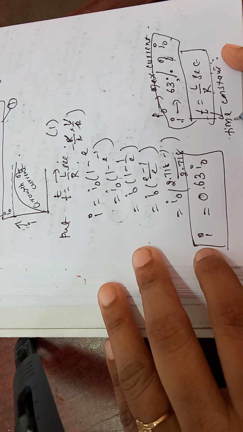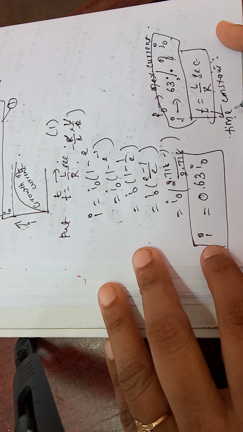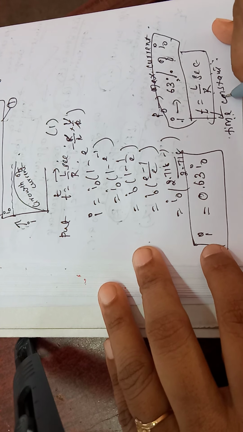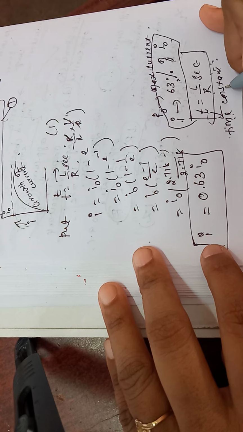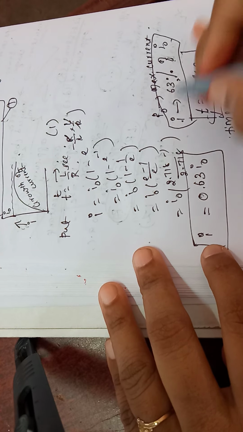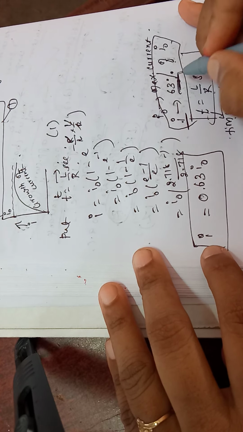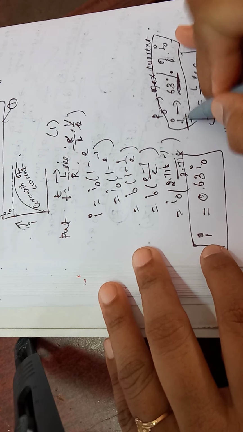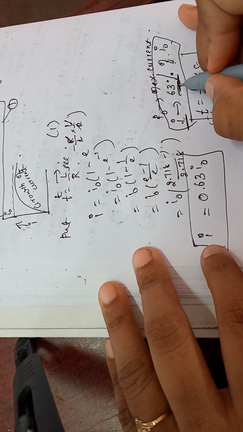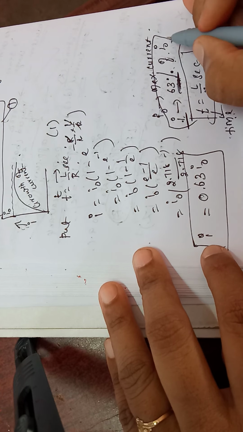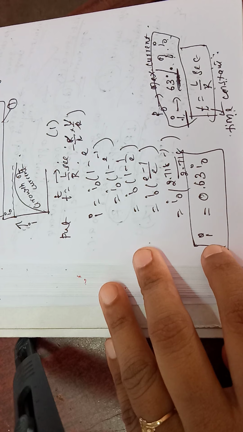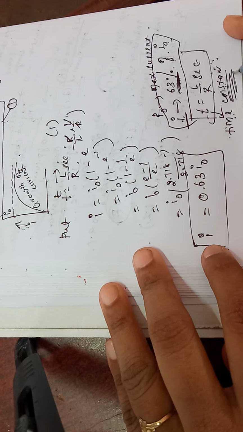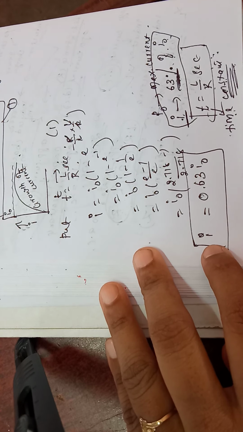Now let us define what the time constant is. The time constant of an LR circuit is defined as the time in which the current grows to 63% of the maximum current. That we define as the time constant of the LR circuit.